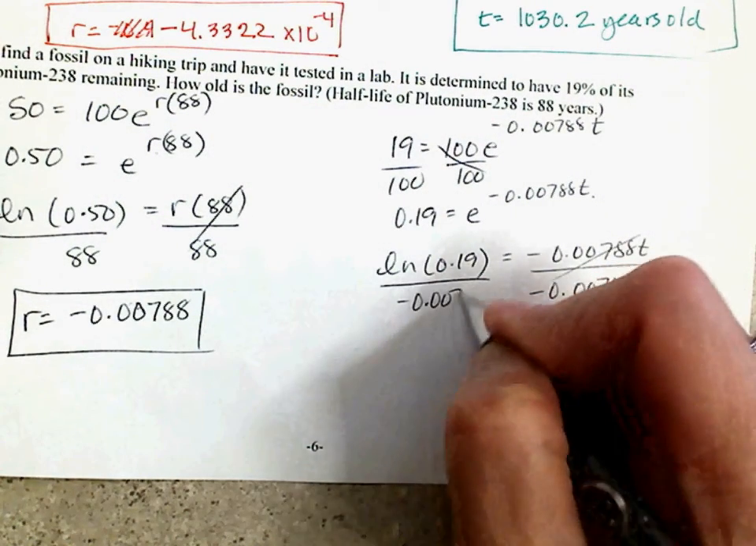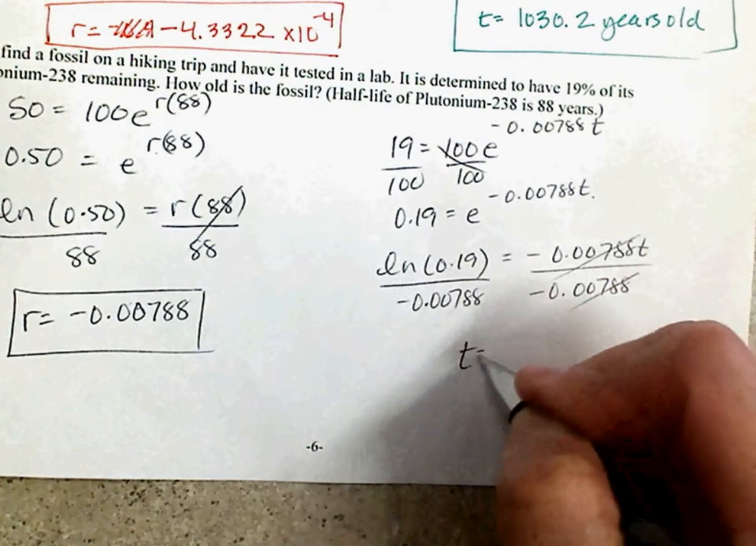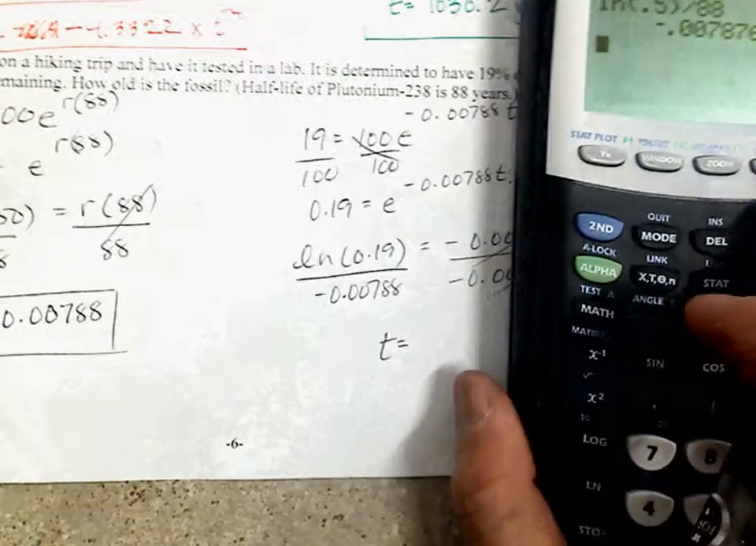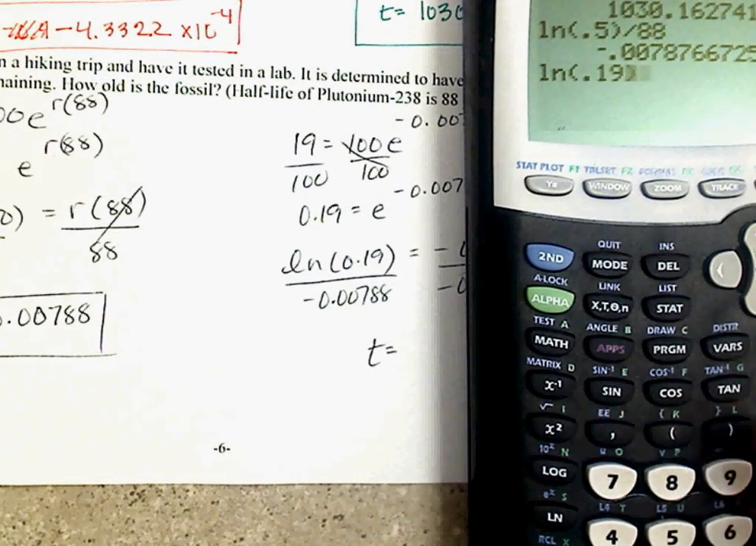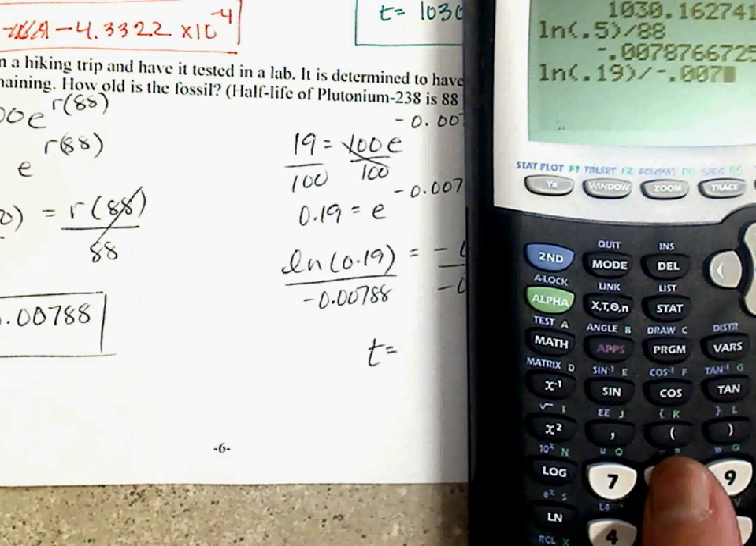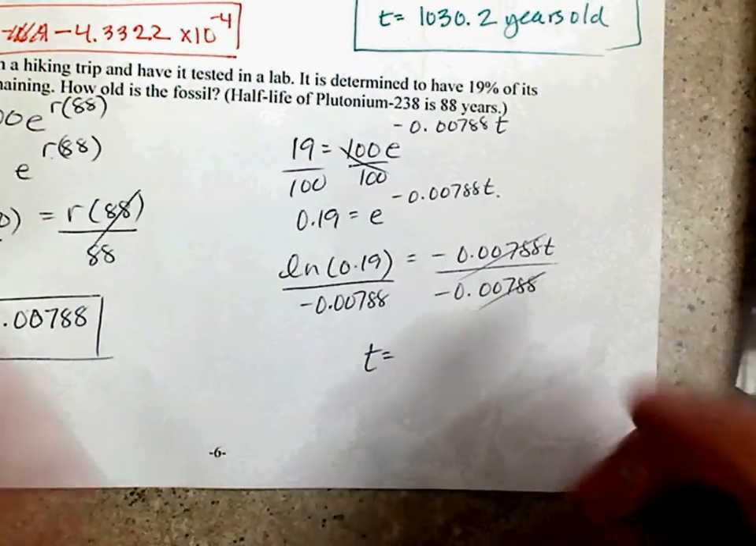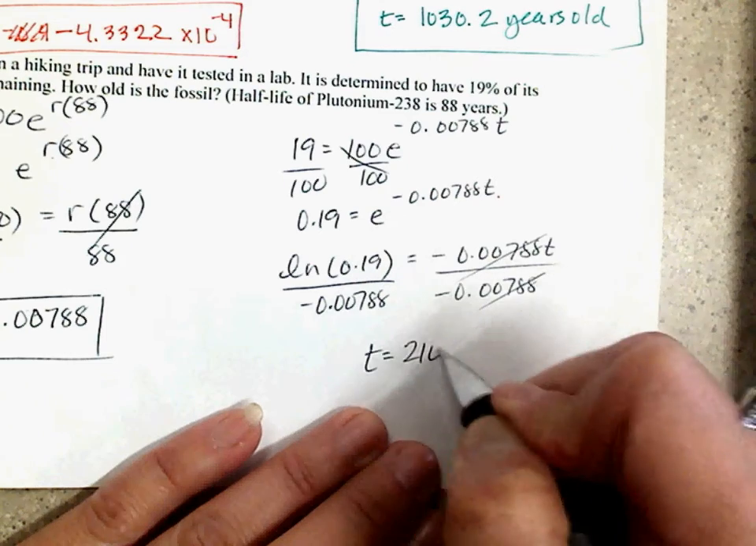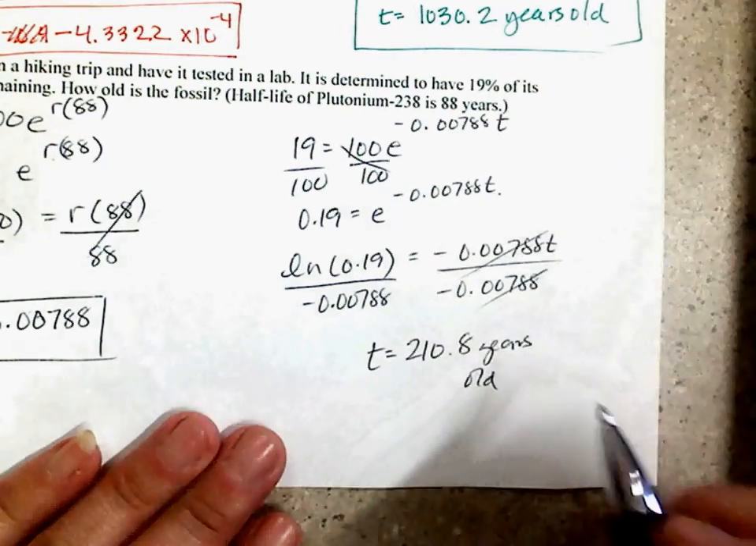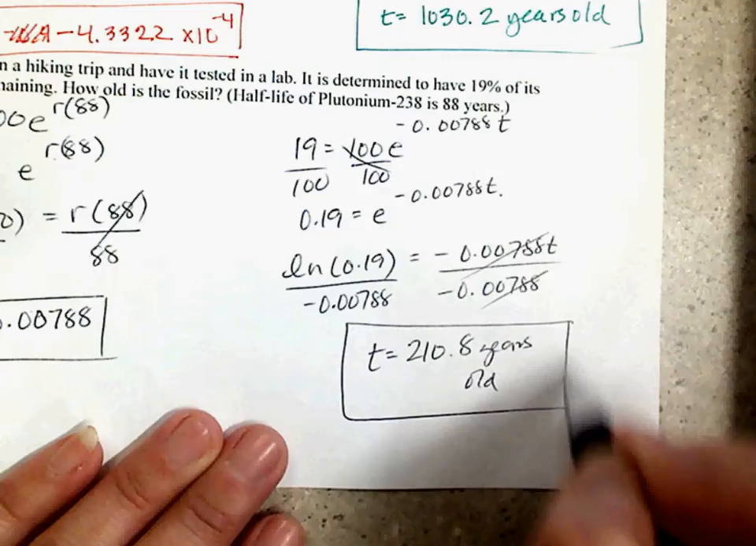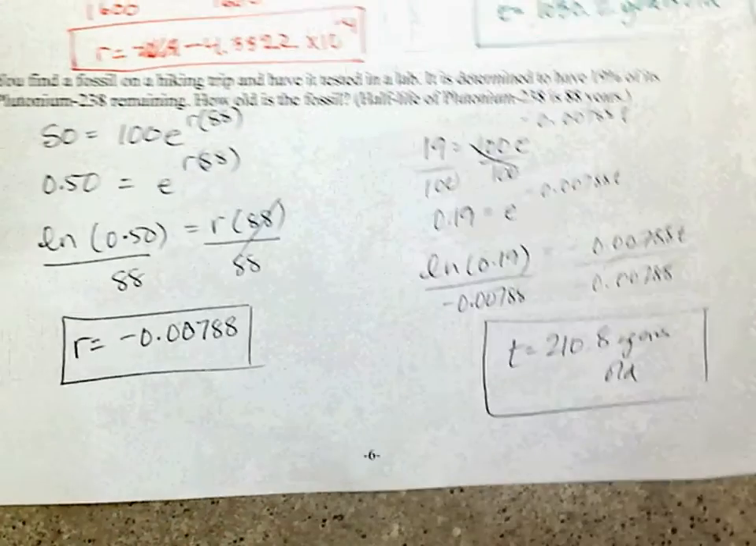So T is equal to natural log 0.19 in parentheses divided by negative 0.00788. So the age of the fossil is 208 years old. And there you have it. It's not bad at all.